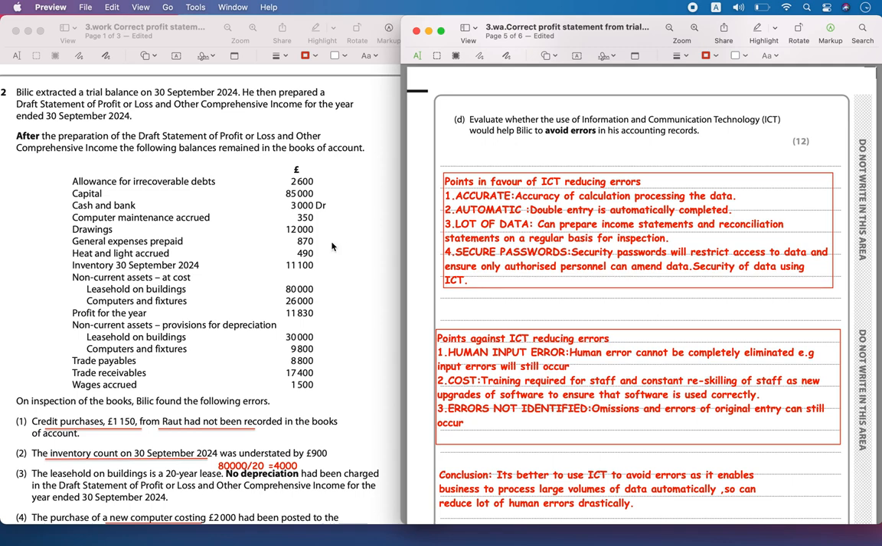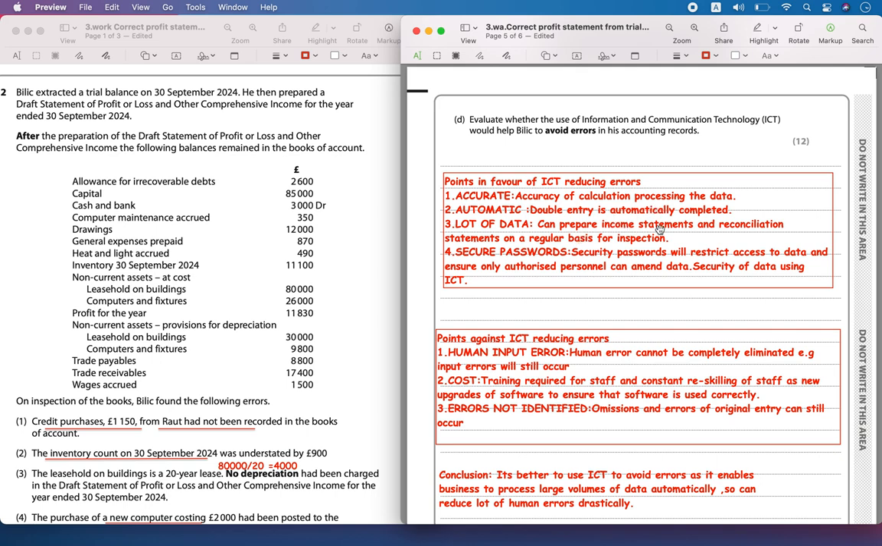Hello, today we are going to solve October 2024 paper question number 2 part D. Evaluate whether the use of information and communication technology would help Bilek to avoid errors in his accounting records. So yes, there are certain positive points when he uses ICT. It will help him to reduce errors because of accuracy of mathematical calculation, and processing large volumes of data will avoid errors. It will also enable an automatic double entry system, so it will avoid errors.